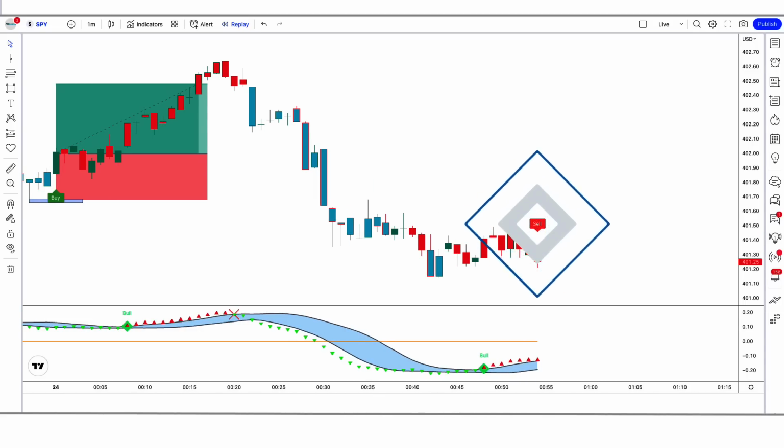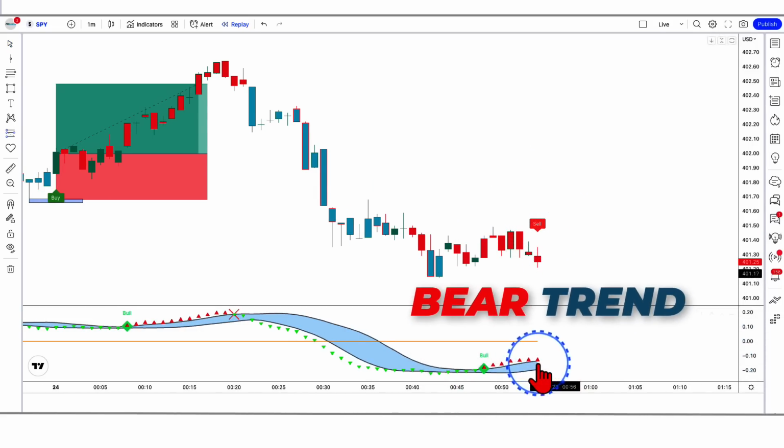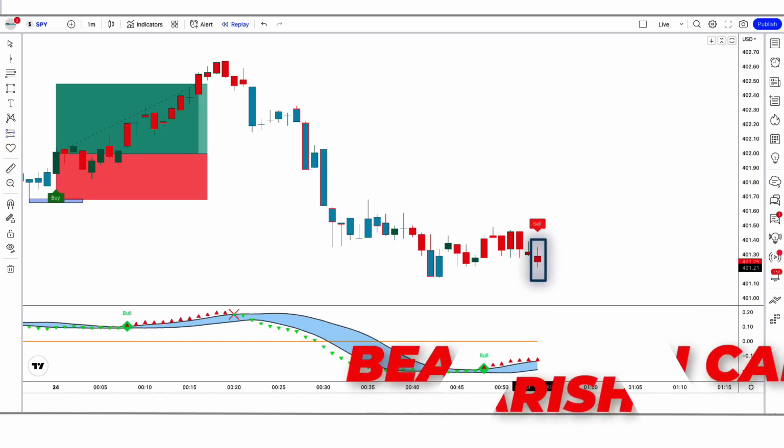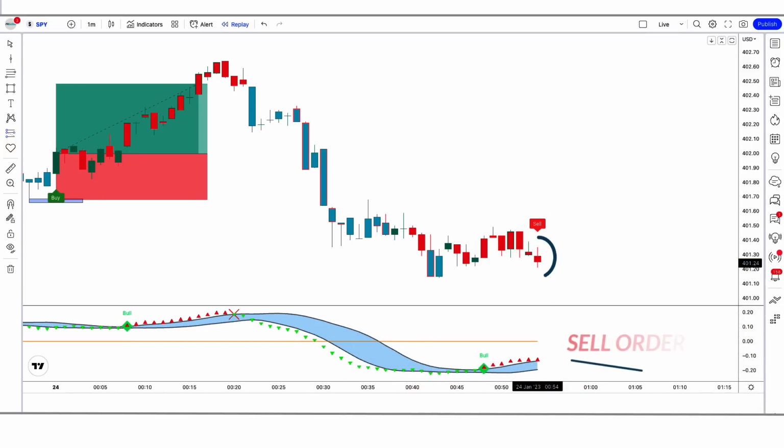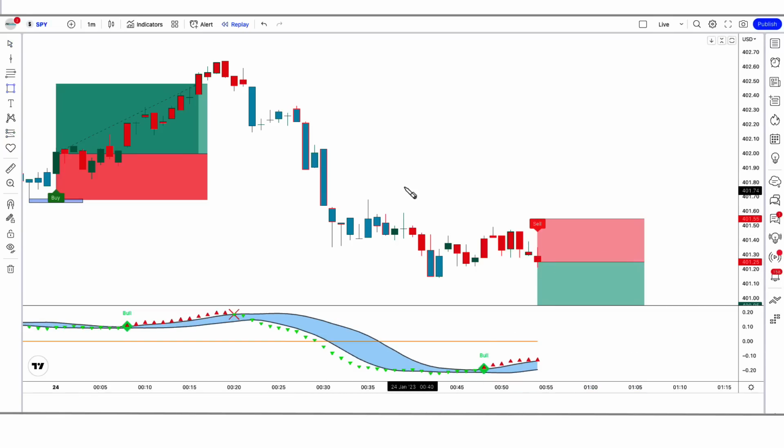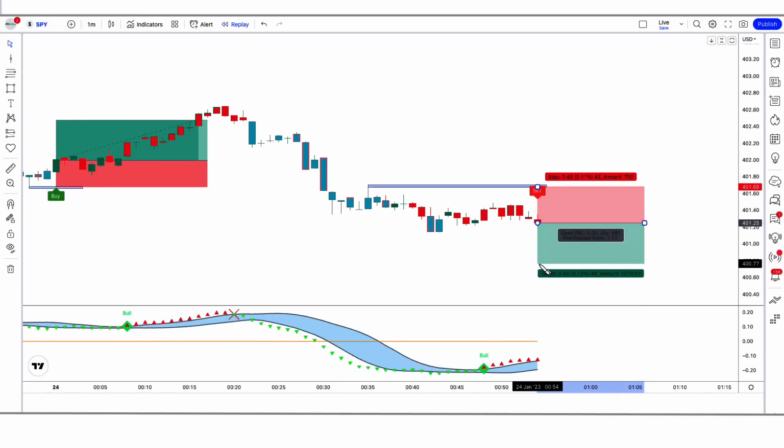When the Willy Alerts indicator gives us a sell signal, when the trend alerts show a bear trend, and when the market forms a bearish candle, if this condition is fulfilled, then we will place a sell order. Our stop loss is to be placed at the high of the previous market, and the risk-to-reward ratio will be 1 to 1.5.